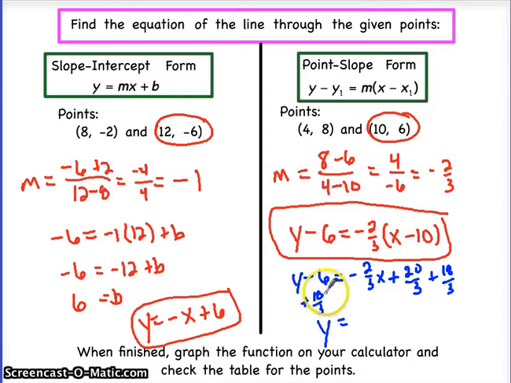I'll essentially be canceling off my 6 over here on this side and get a slope of negative 2/3 times x plus 38/3 over here. And that would be the exact same equation. If we graph that, we should still end up going through the points (10, 6) and (4, 8).